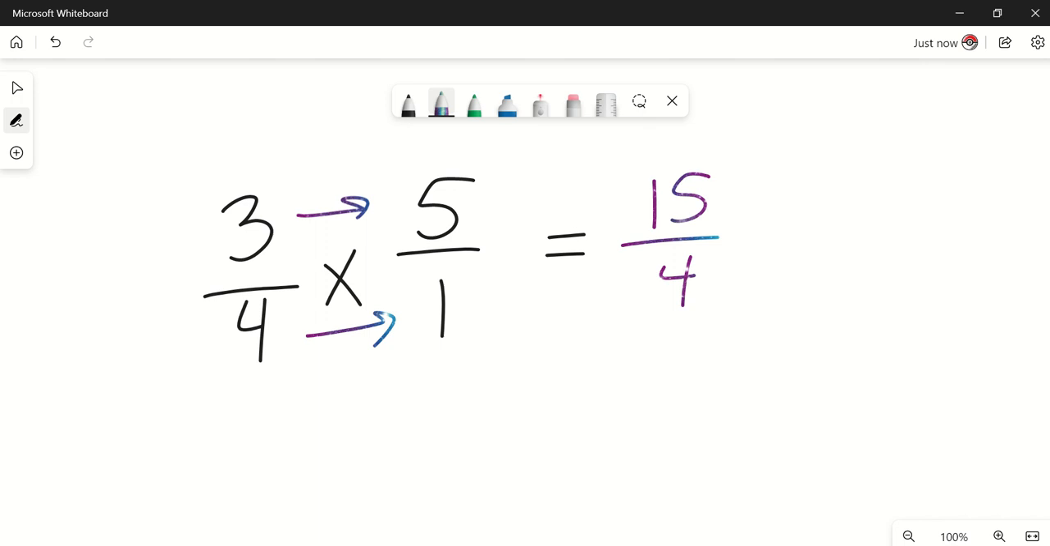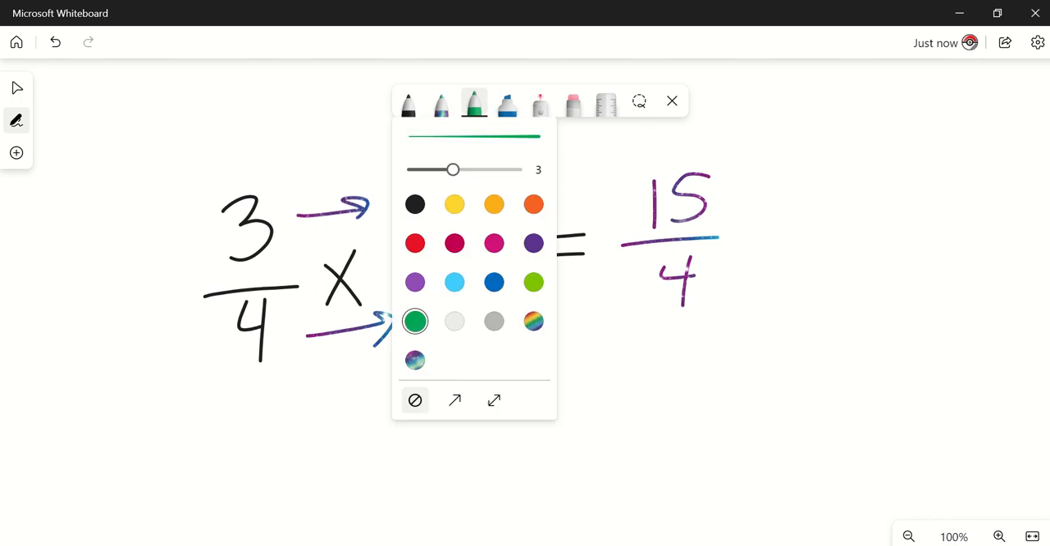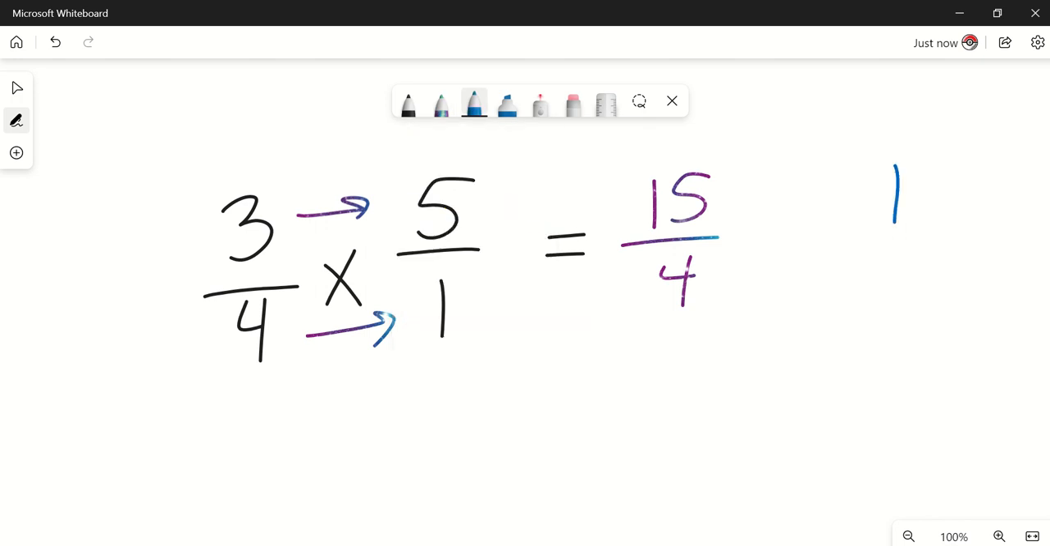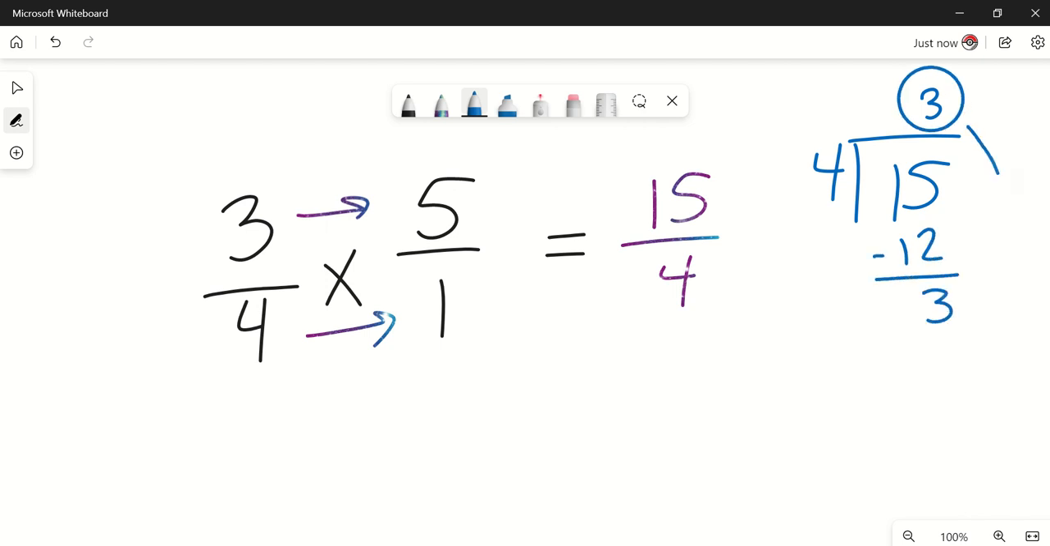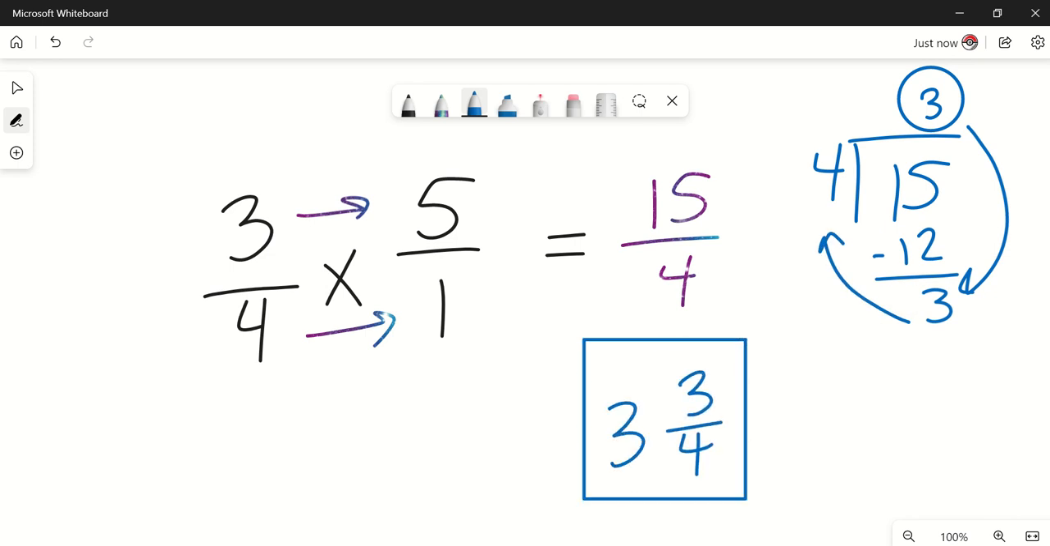Improper fraction again. Need to simplify this. 15 divided by 4. I know 4 times 4 is 16, so that's too much. So I'm going to go down 1 lower. That'll be 3, which will mean that'll be 12. When I subtract, I'll get 3 left over. My answer should be 3 3/4. And the 3/4 is simplified. Therefore, I am done. My answer is 3 3/4.